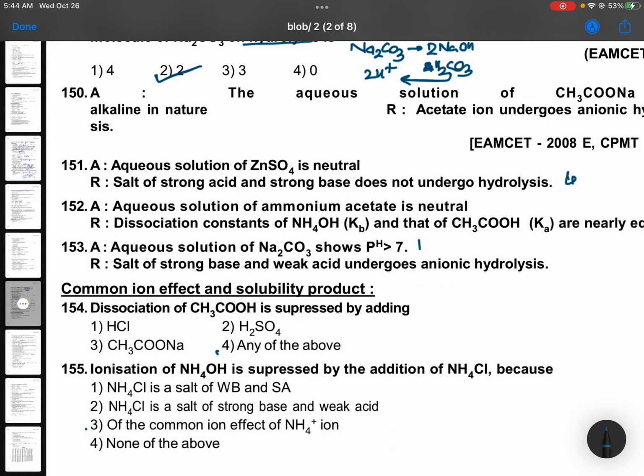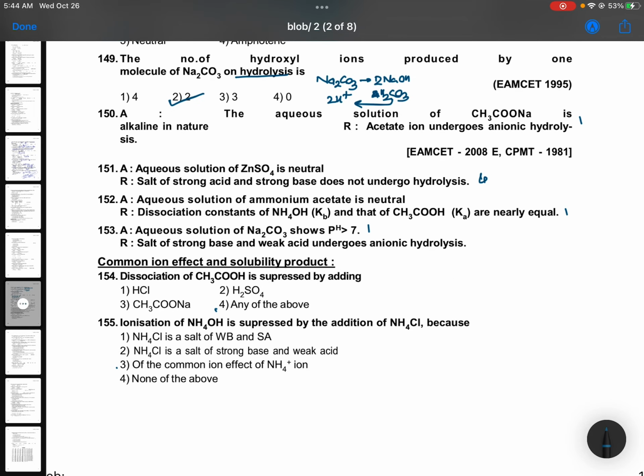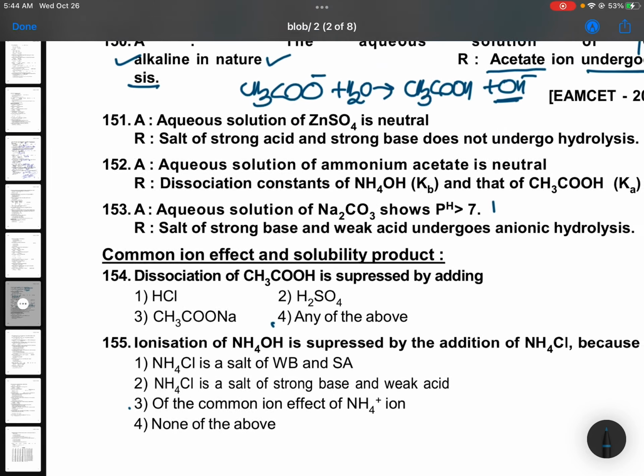The aqueous solution of CH3COONa is alkaline in nature, right? Because it is made up of strong base. So this is right statement. Acetate ion undergoes anionic hydrolysis. Exactly. The weak part undergoes hydrolysis, and the hydrolysis reaction is CH3COO minus plus water gives CH3COOH plus OH minus. Due to the formation of this OH minus, that is alkaline in nature. Both are right and correct explanation.